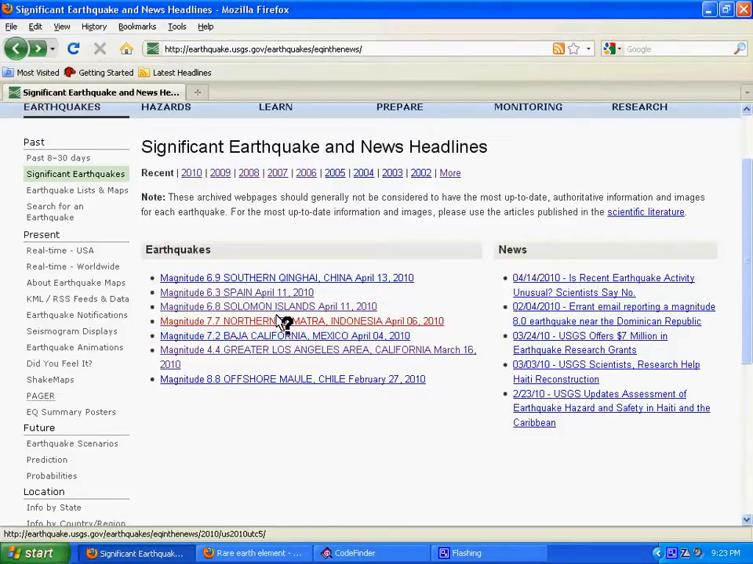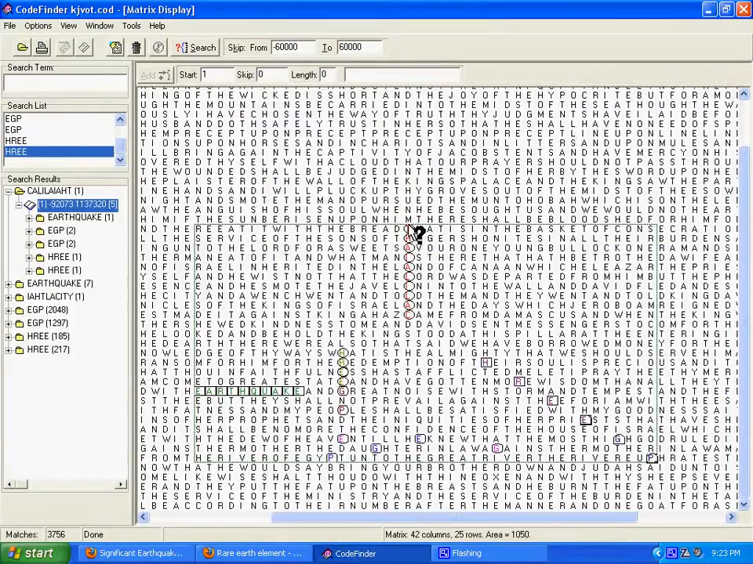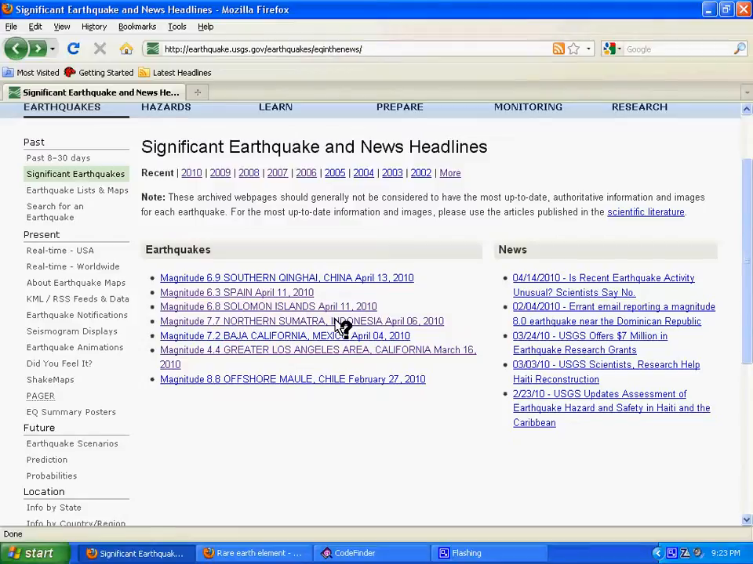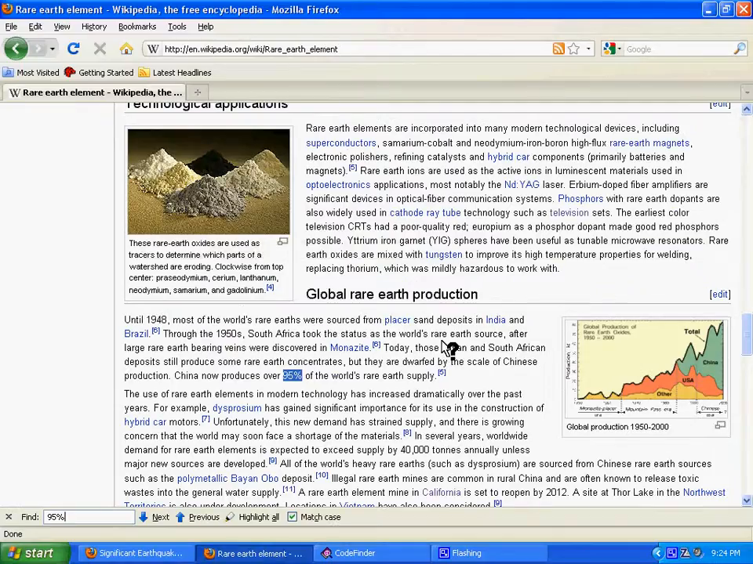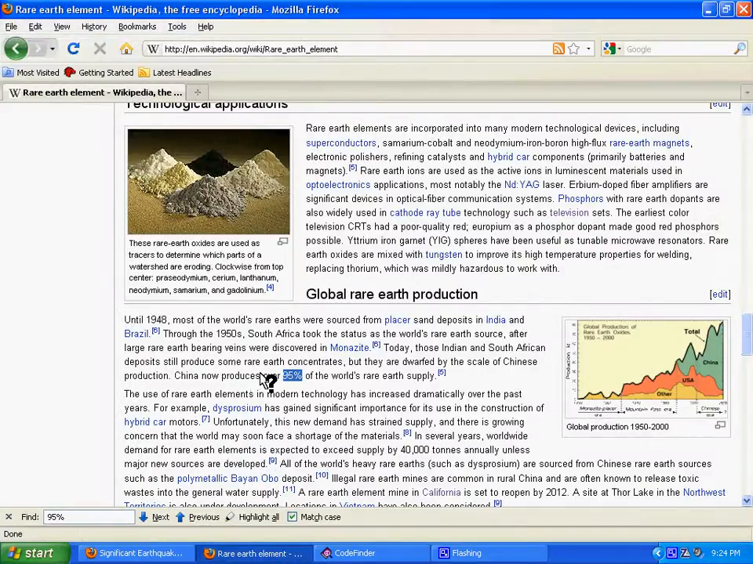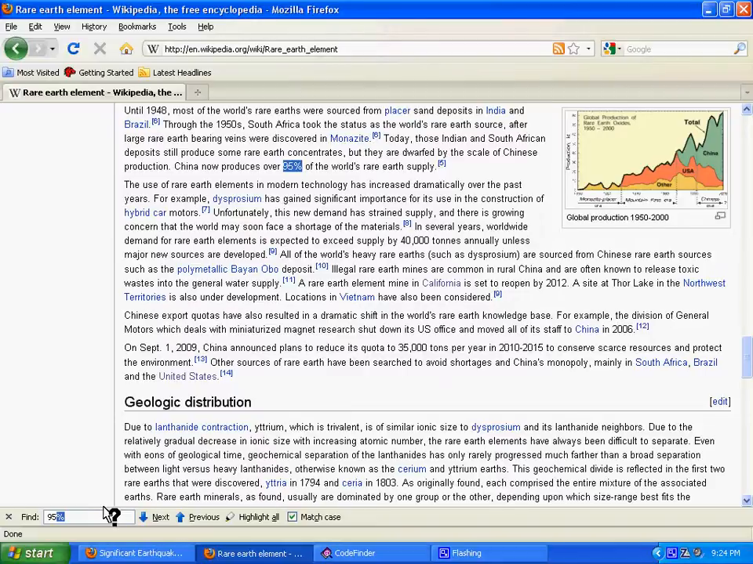But look at this right here. You have northern Sumatra, the next one. That's actually very near Thailand. And as you see right here, the word Thai connected with this. Now, the next one that you see, these two right here are the next ones, but they're not near populated areas. The next one here is China. Now, could this be a coincidence that HREE is right here, and when I'm looking this up, China produces most of it? And this is the next one right here.